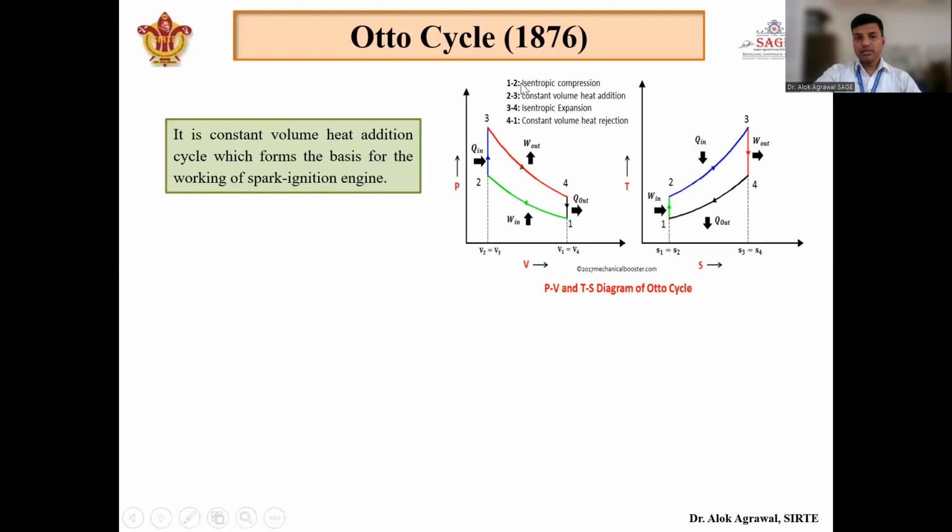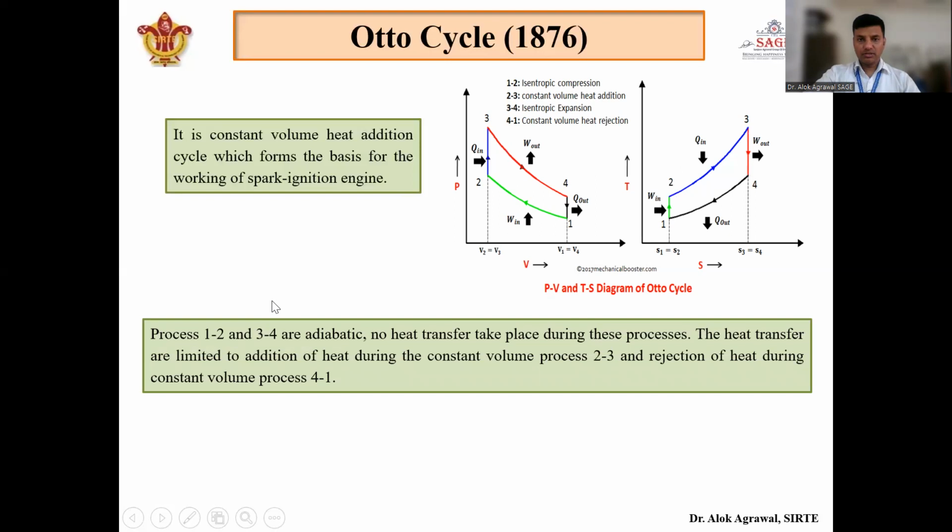So this is the Otto cycle in the PV diagram and TS diagram. In the PV diagram, 1 to 2 is compression, 2 to 3 is constant volume heat addition, and 3 to 4 is expansion. This is the power stroke, the only stroke where we get power output or work output, and 4 to 1 is constant volume heat rejection. Similarly, when we plot this in TS, we get 1 to 2, that is isentropic compression, 2 to 3 is again constant volume heat addition, 3 to 4 is isentropic expansion, which is the power stroke where we get work output, and 4 to 1 is again constant volume heat rejection. So this is in the PV and TS diagram.